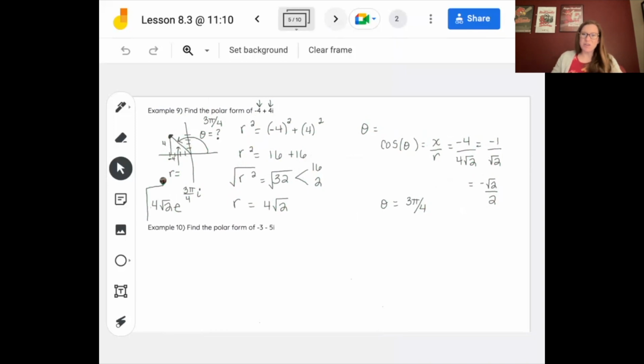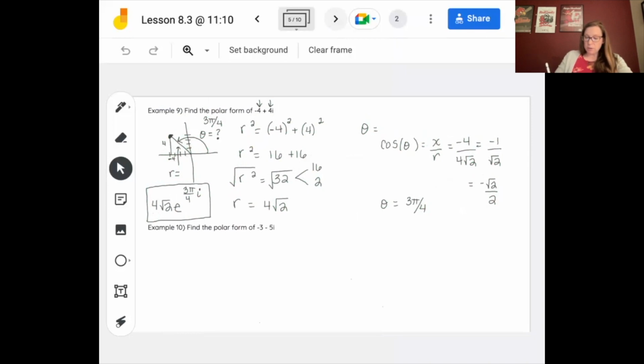I know it looks weird. I know it looks kind of uncomfortable, maybe something that you've not seen before, but trust me when I say you're golden. All right. Similarly, we've got -3 minus 5i.